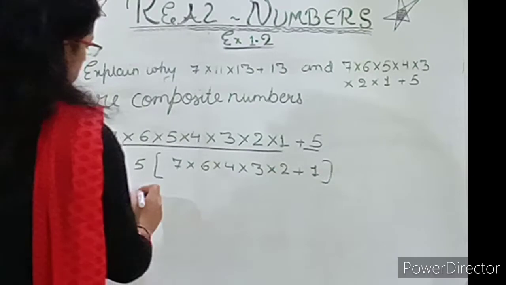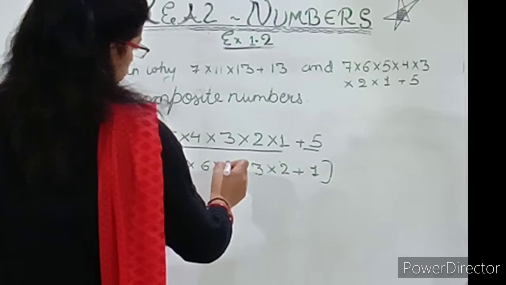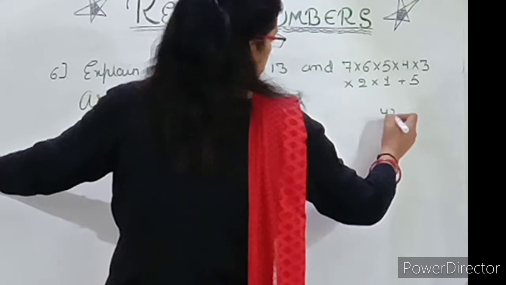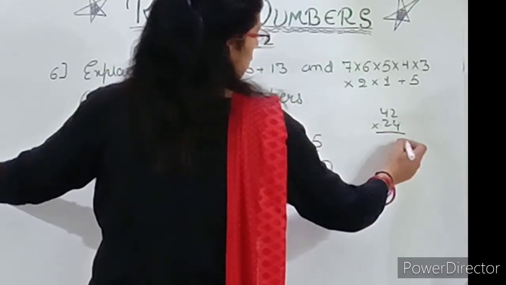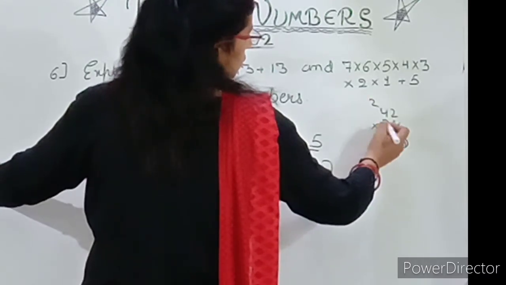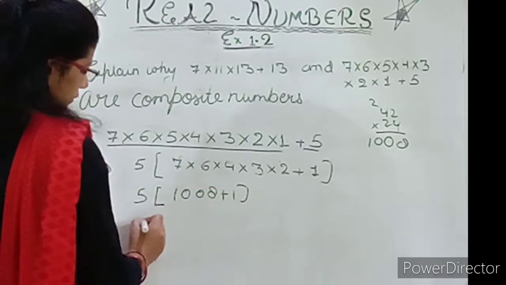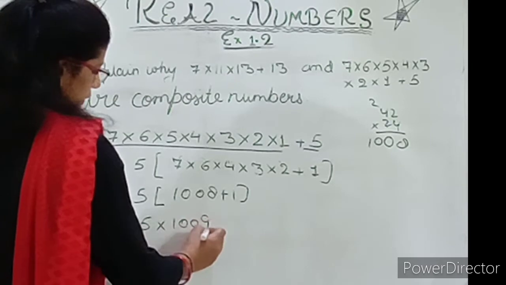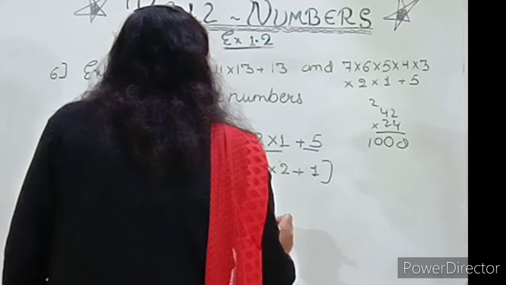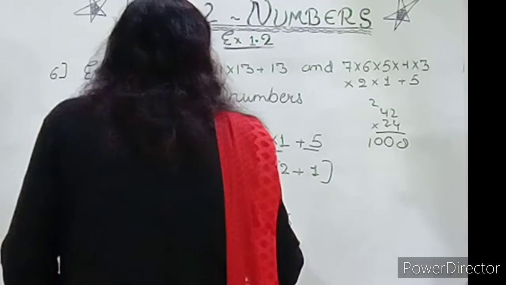So now solve it. 3 2s are 6, 6 4s are 24, 24 6 7s are 42. 42 into 24 we can do. 4 2s are 8, 4 4s are 16 and 2 2s are 4. 20 carry over 2, 4 2s are 8, 9, 10. 1008 plus 1 is 1009, and if you multiply this by 5, 5 9s are 45, carry over 4. So it will come 1045.